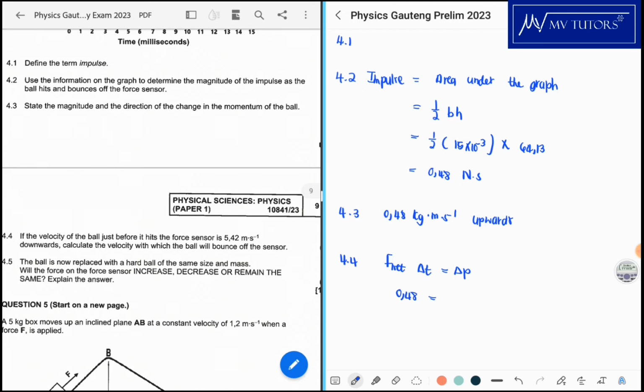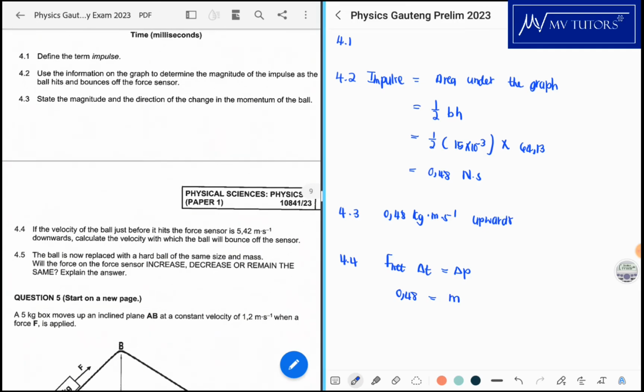And then we have the mass, which is 0.05, and then our final velocity minus our initial velocity. So I'm going to take the mass to the other side: 0.48 divided by the mass, which is 0.05, equals the final velocity, which is what we're looking for, minus our initial velocity. It is 5.42 downwards, so if it's downwards, remember we're going to have to factor in that negative 5.42.